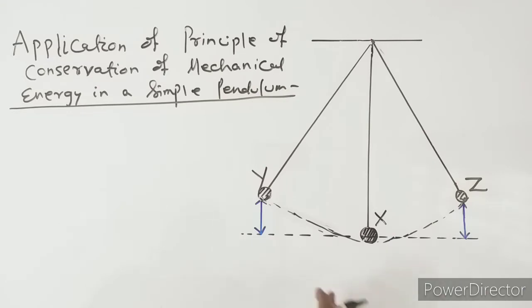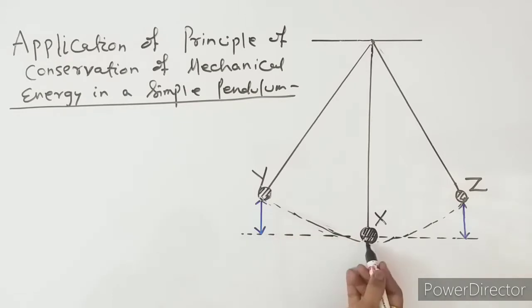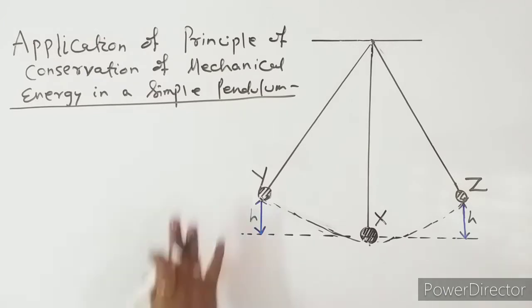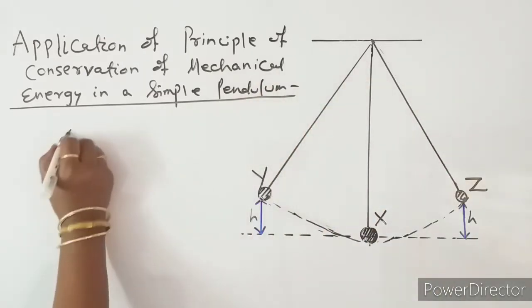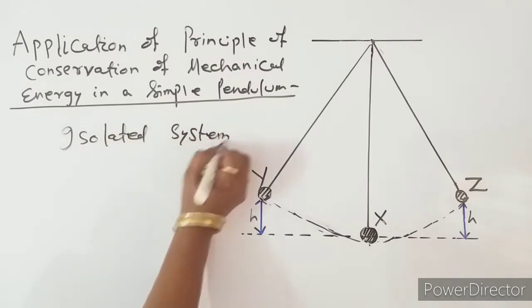Now let us consider here. Let x be the mean position, and y and z are the two extreme positions. The simple pendulum is taken from one side to one of these ends. Let this distance, from the original position or the length, whatever we can say, be h. Here we have taken equal distance and equal height, and let us consider this an isolated system, an ideal system.